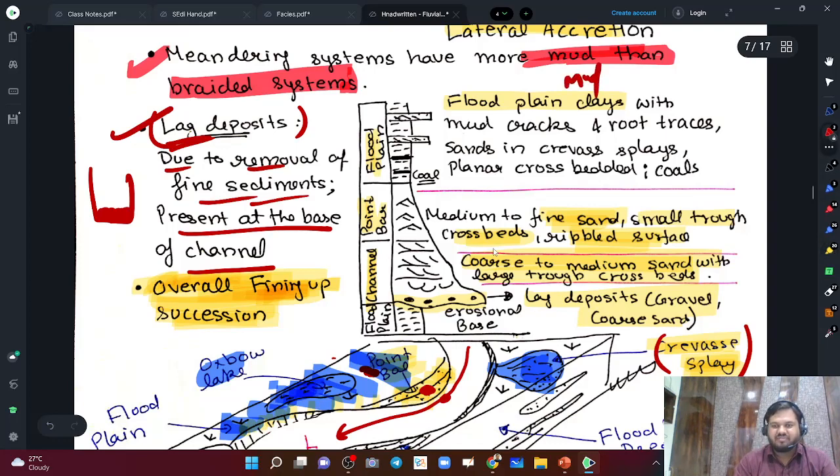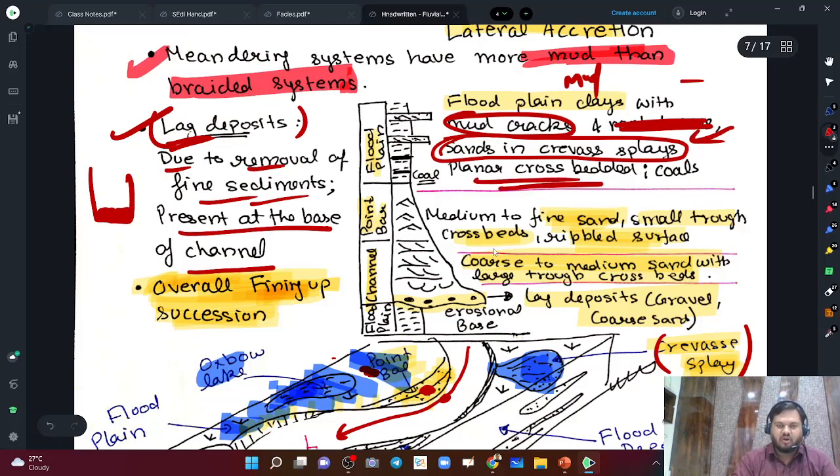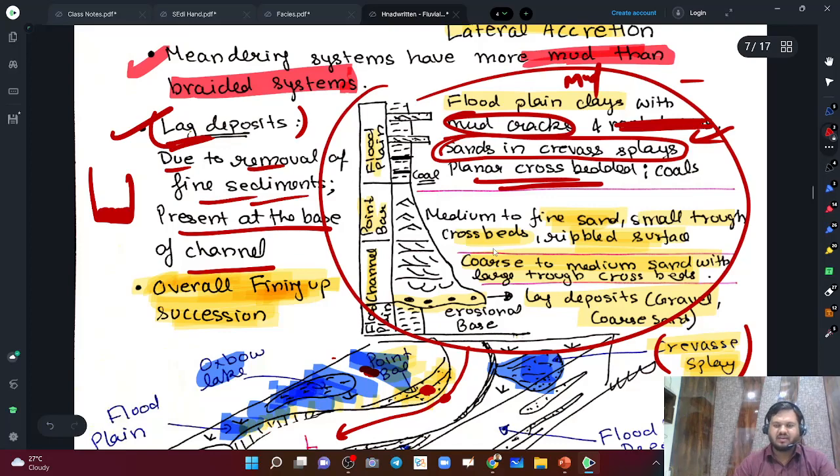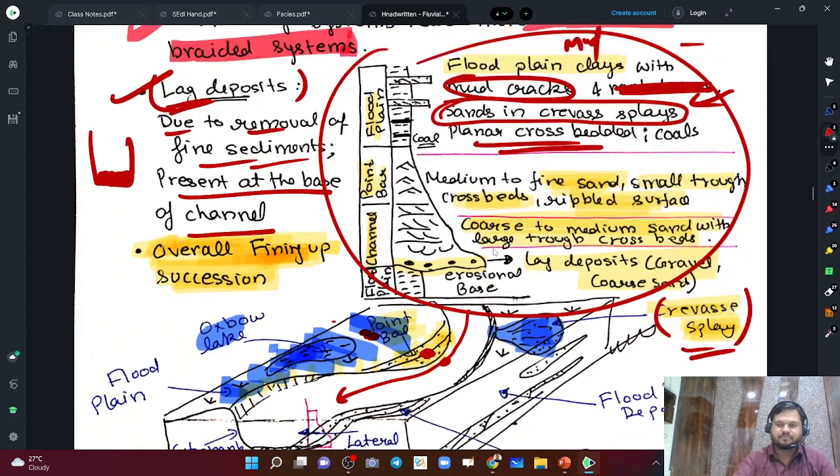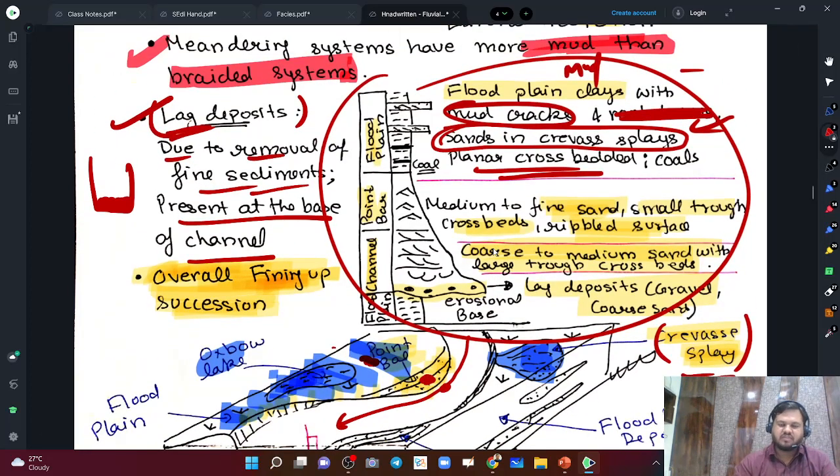And what kind of sedimentary structure? Don't worry about root drift, you get generally mud cracks, right? It is common there. And you can also get sand in between. You will get sand size crevasse splays also, right? This is important. And you will get planar cross beds. So this is what it means, right? I hope it is very self explanatory. So this is what you need to draw.